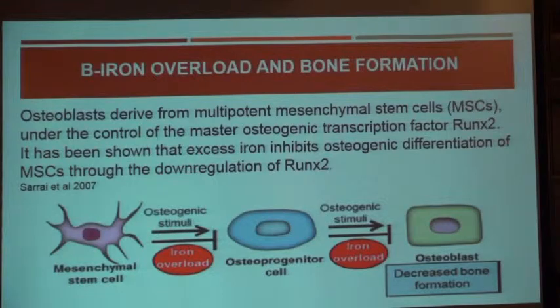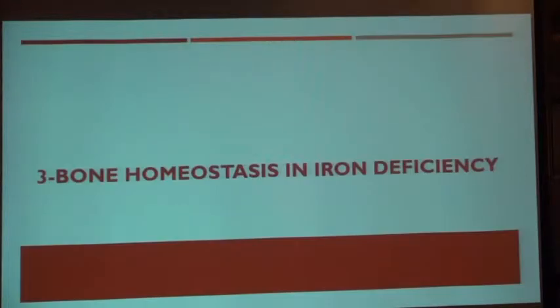What about the bone formation? As we know, the osteoblast also develops from the mesenchymal stem cells, and this differentiation is under the control of Runx2. It was found that iron overload downregulates Runx2, and so it will lead to decreased bone formation. So in iron overload conditions, there is increased bone resorption and decreased bone formation.